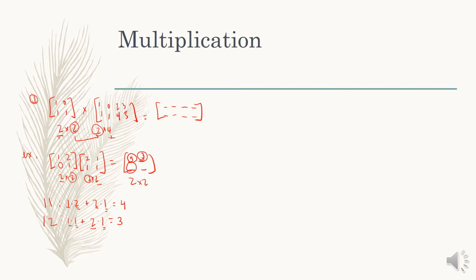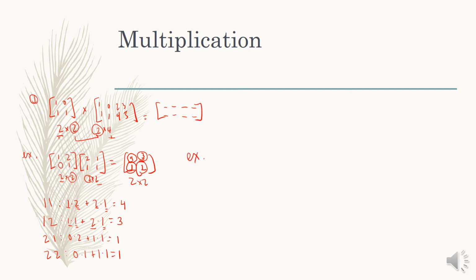For this next one, now I'm looking at that element's in row 2, column 1. So I'll do row 2, which is 0, 1, and then column 1. So 0 times 2 plus 1 times 1, which gives me 1. And then my last element, that's row 2, column 2. So that's going to be row 2 of my first matrix times column 2 of my second matrix. So 0 times 1 plus 1 times 1. So there is our matrix.